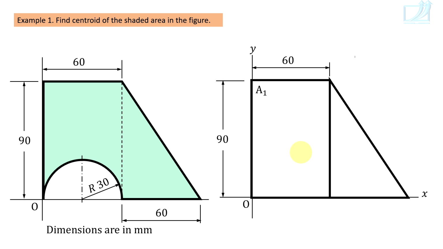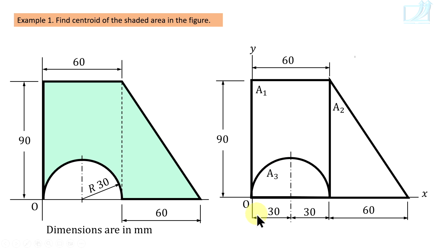Second area is triangle. What dimensions are required for a right angle triangle? Base and height. So base is 60 and height is 90. Here it's mentioned dimensions are in millimeters. So base is 60 millimeter, height is 90 millimeter for this right angle triangle. Label it as area A2. Now A1 plus A2, is it the given area? No. So from this combination of A1 and A2, we should remove the third area, and that is semicircular area. So here it is area A3, which is removed area. So this is how we divide area into standard shapes.